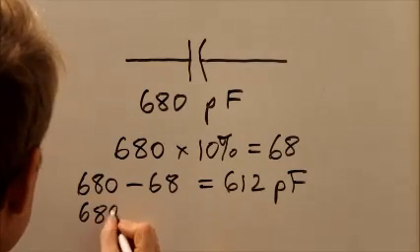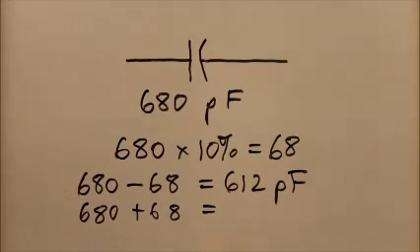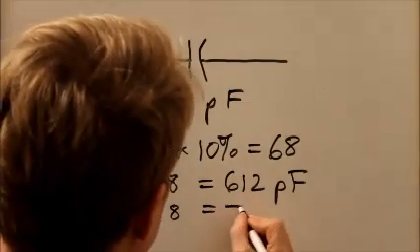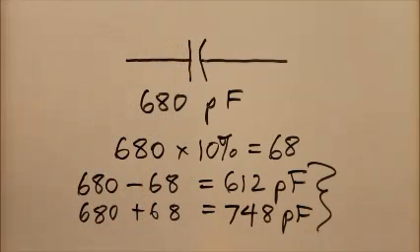And at the maximum, 680 plus 68 would give us 748 picofarads. So this is the range that our component has to be within: 612 to 748. Well, if we look at these 4 choices, A, B, C, and D in this question, all 4 of them are outside of that range. So all 4 of them are going to be rejects.